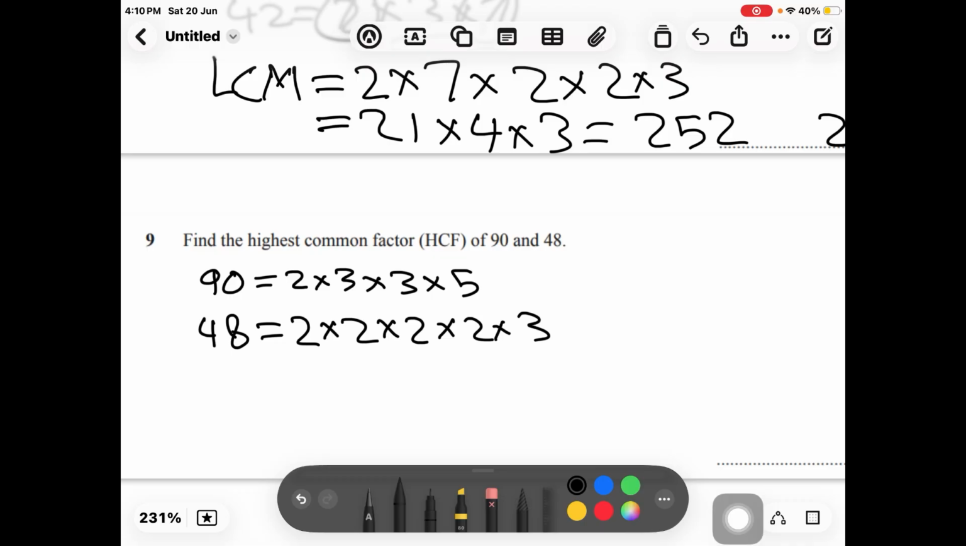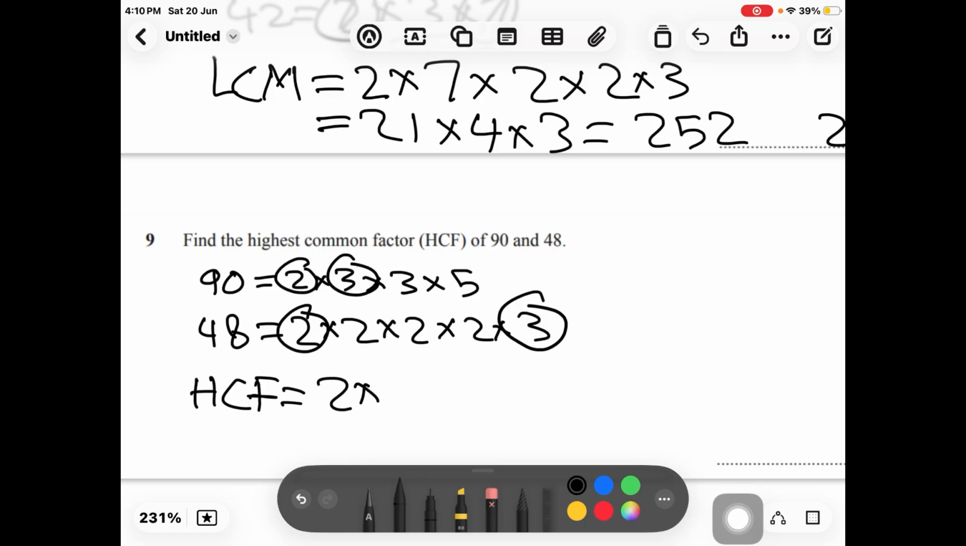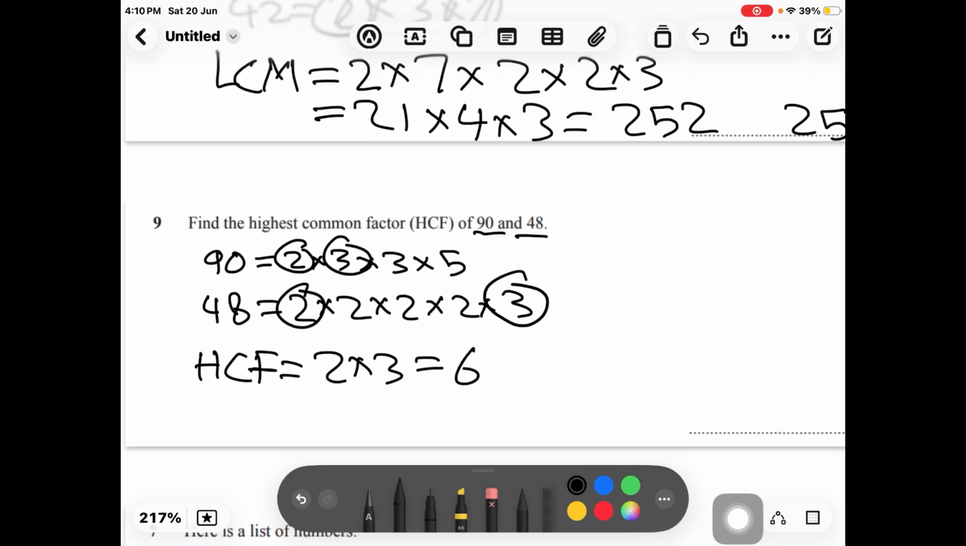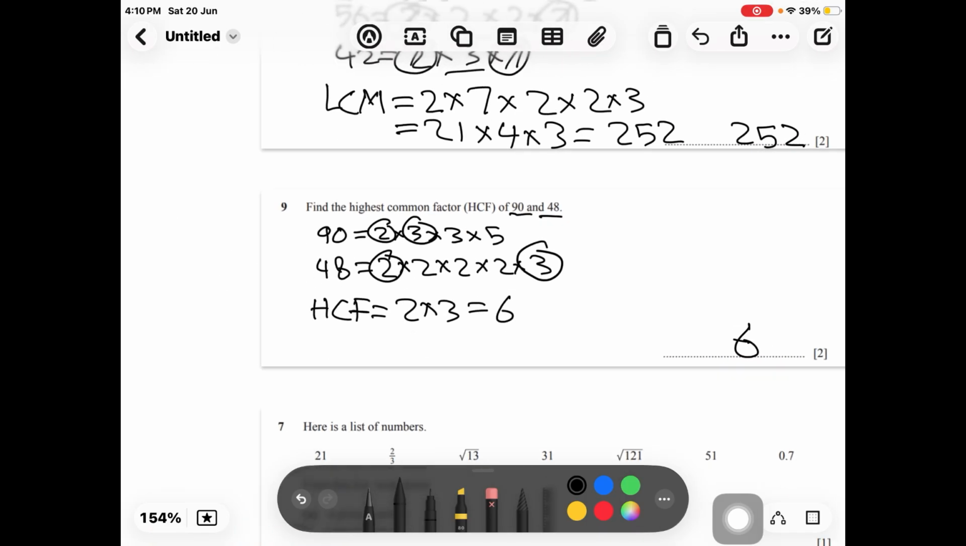And we're going to circle out the similar factors, which is 2 and a 3. And in the HCF, we're going to write only the similar factors, which is 2 and 3, which is 6. So the HCF of 90 and 48 is 6. And now we can move on to the next question.